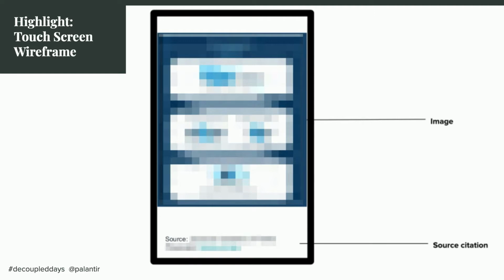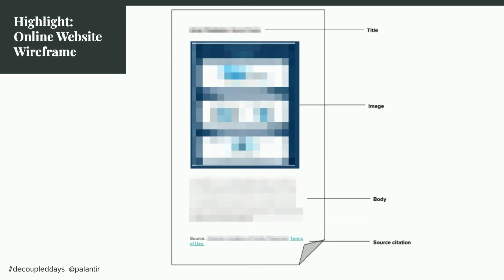So this is the touch device, and then on the website, you have the same sort of system, except you can add a title to it. You could have body text where maybe somebody just wants to read a little bit more about it, and they can read it without looking through the image. And it still has the citation, which is a link if it's available and people want that information.